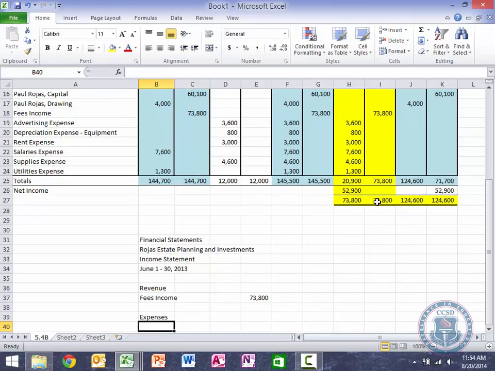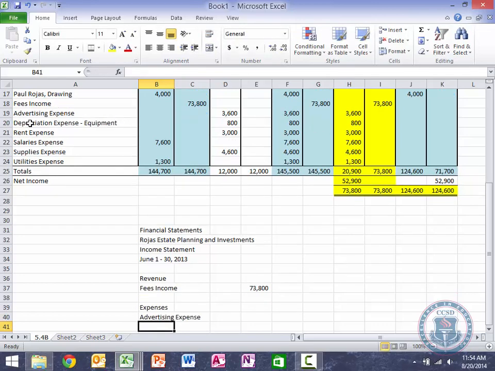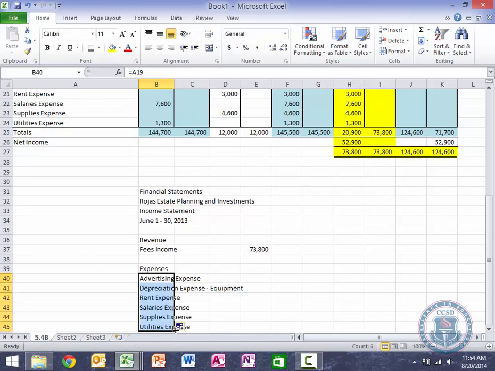My expenses include what? Advertising, well, watch this. I'm going to do it a fun Excel way. I'm going to say equals advertising expense. Oh, I don't even have to copy it. I can just start dragging it. Bam! Oh yeah, that was awesome.